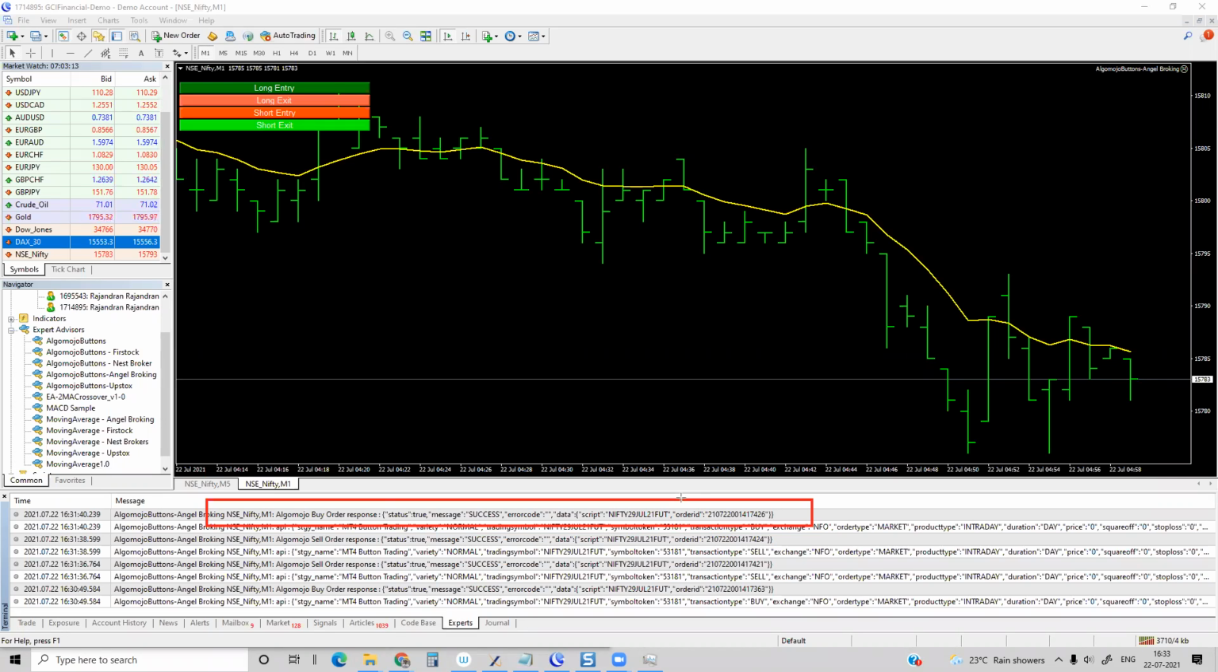So in the meantime, the broker will be sending you an order ID. For every order request you are placing, you will get an order ID. If you're not getting an order ID, maybe the connection is not proper, or some settings are not done properly, or maybe the coding is not done properly. That is what it means over here.